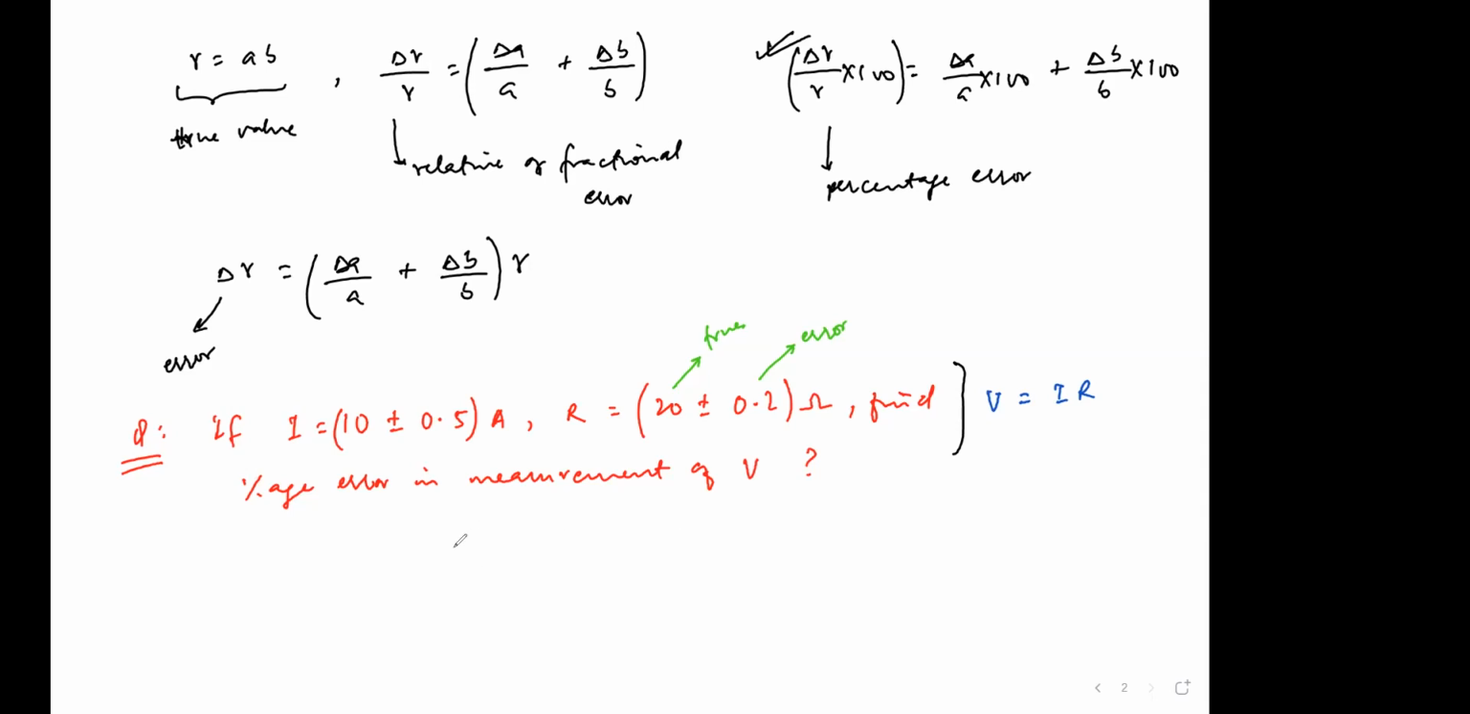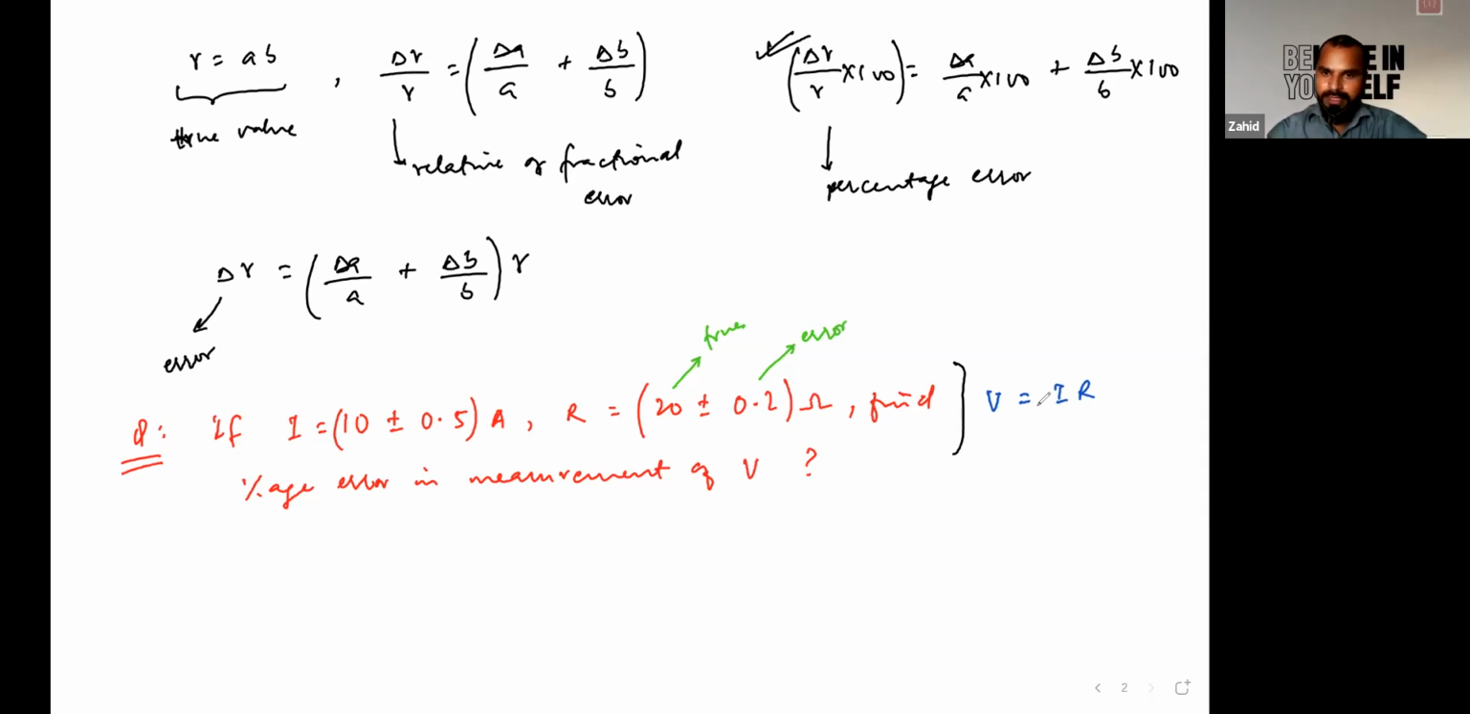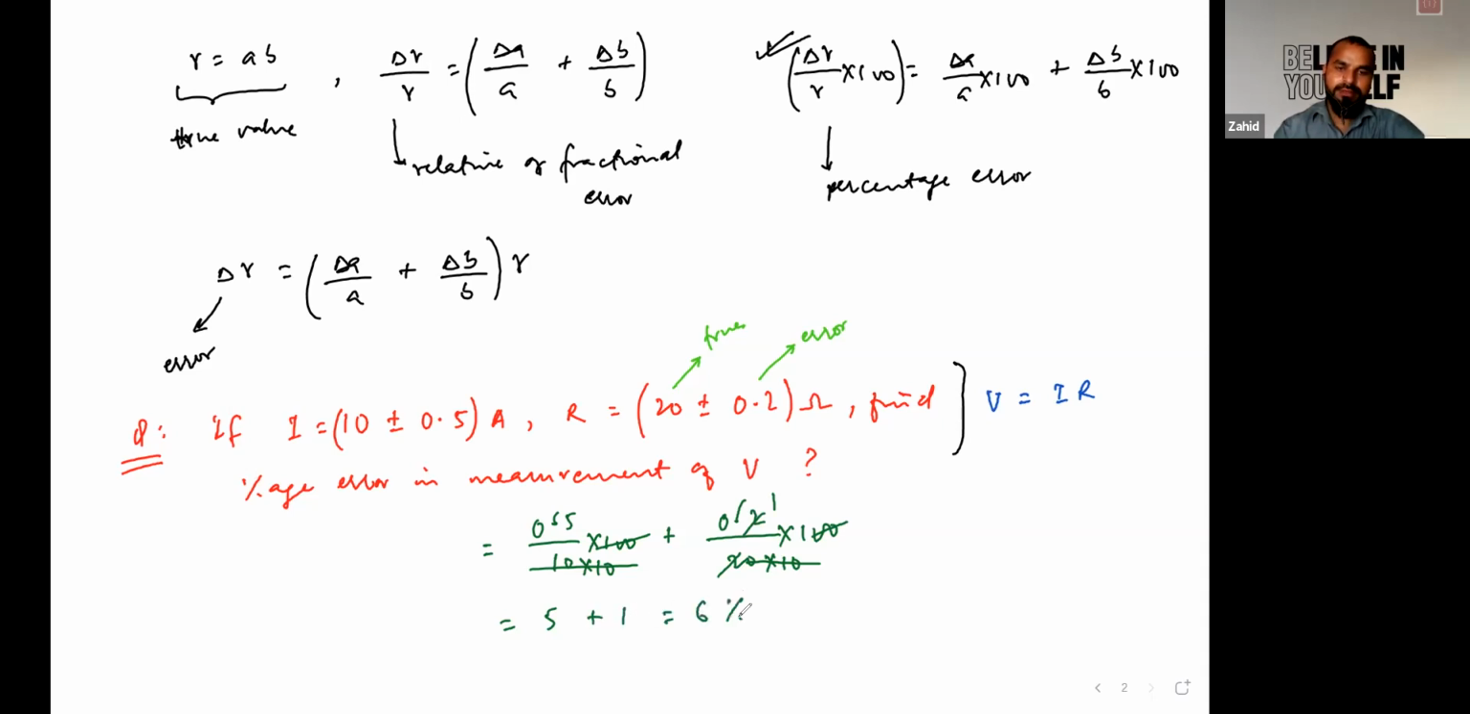Okay. Let me check. So V is simply the product of these two terms. By using this particular relation, the result would be delta A over A, which means 0.5 over 10 times 100, plus delta B over B, 0.2 divided by 20 times 100. So, the 100 cancels out. It will be 5, and the other term is 1. So it will be 5 plus 1, 6%.